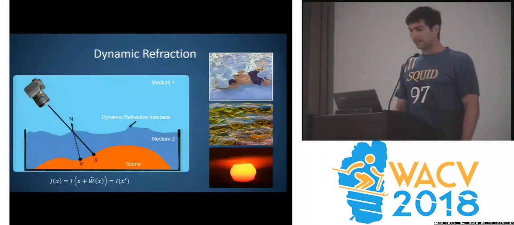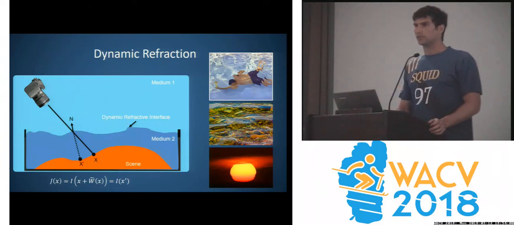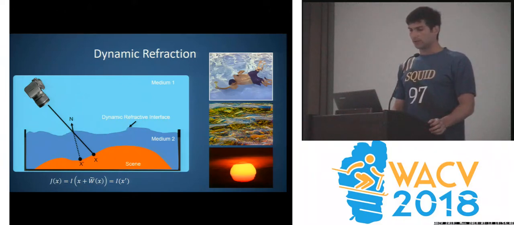So the problem we're attacking is imaging through dynamic refraction. Here we have a camera in one medium, imaging a scene in another medium. Because of this, they're separated by a refractive interface where light will be bent depending on the surface normal, which is random and unknown. Some examples of this are when you're looking down into water. It also occurs when you're looking through the atmosphere.